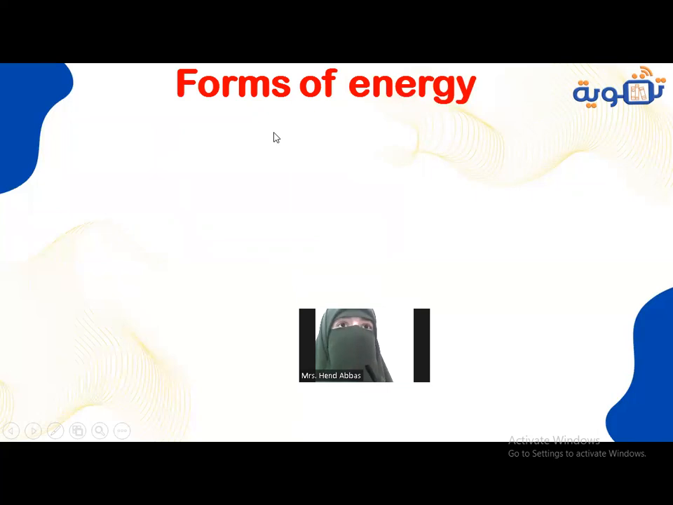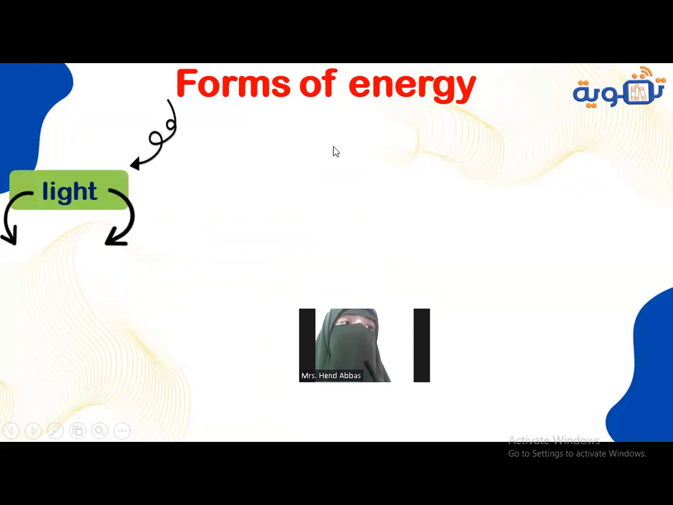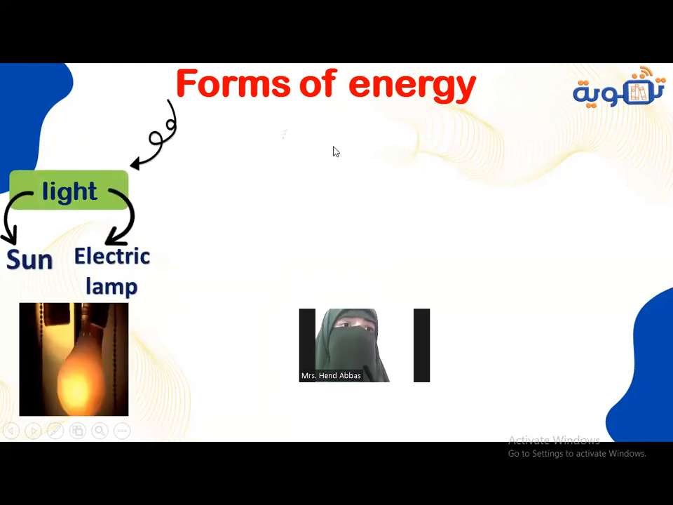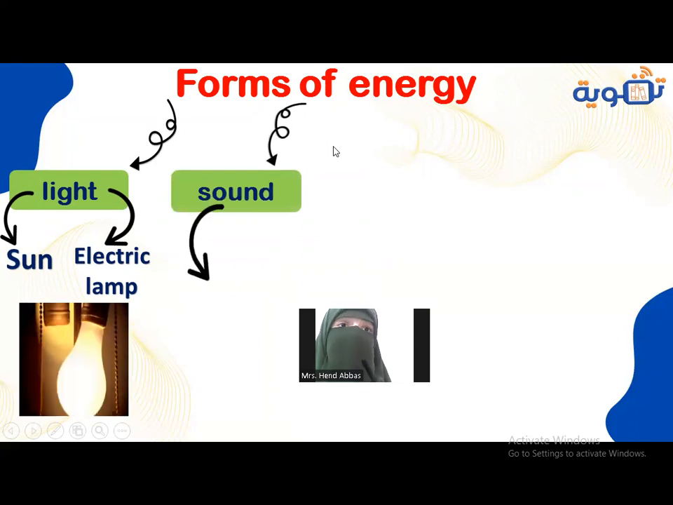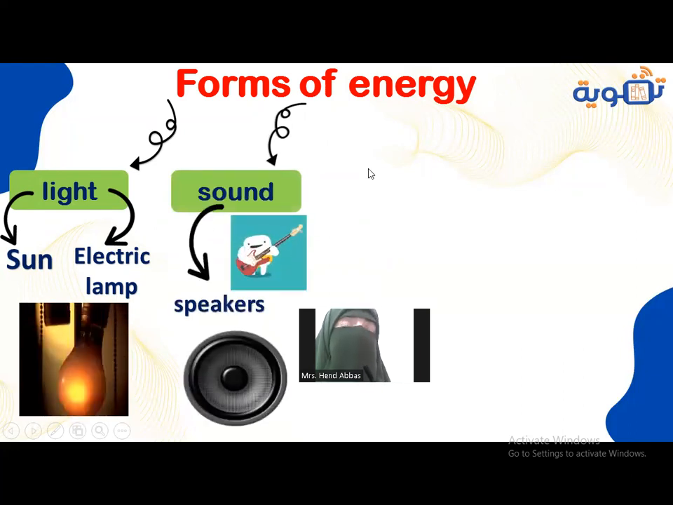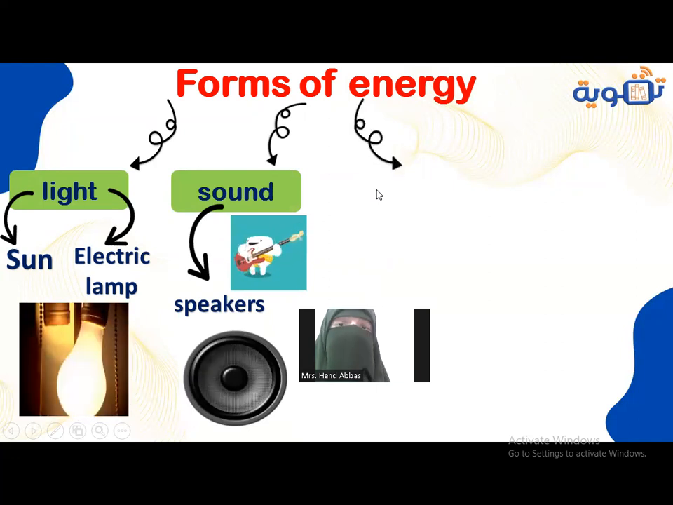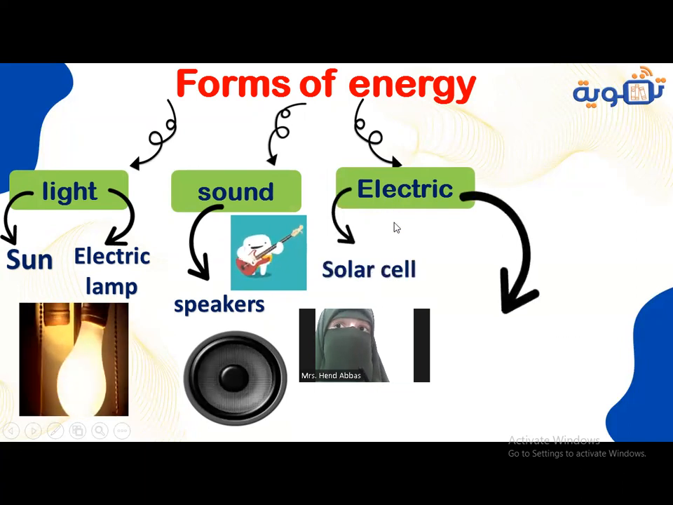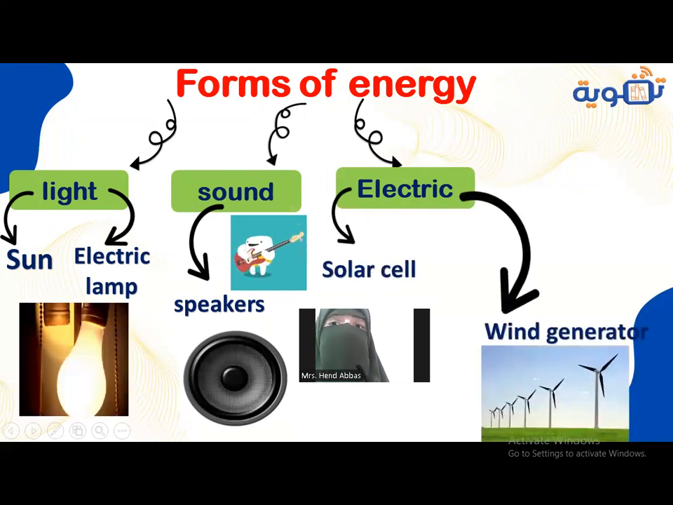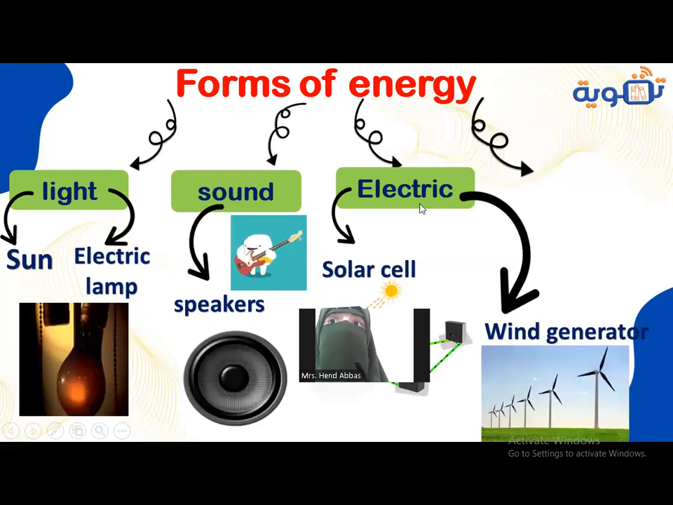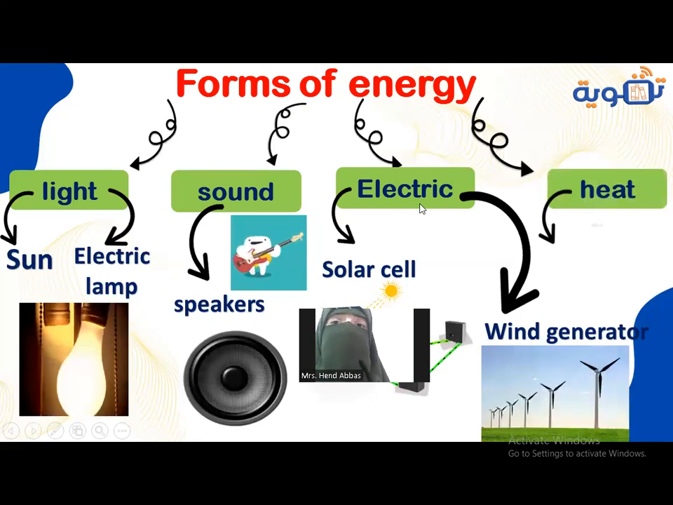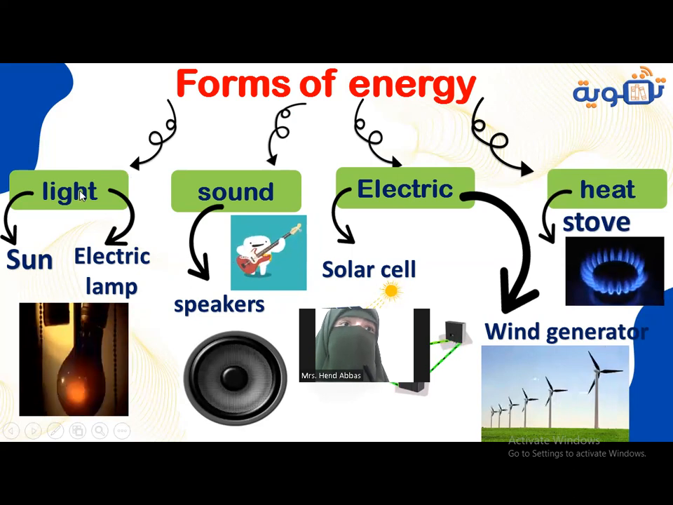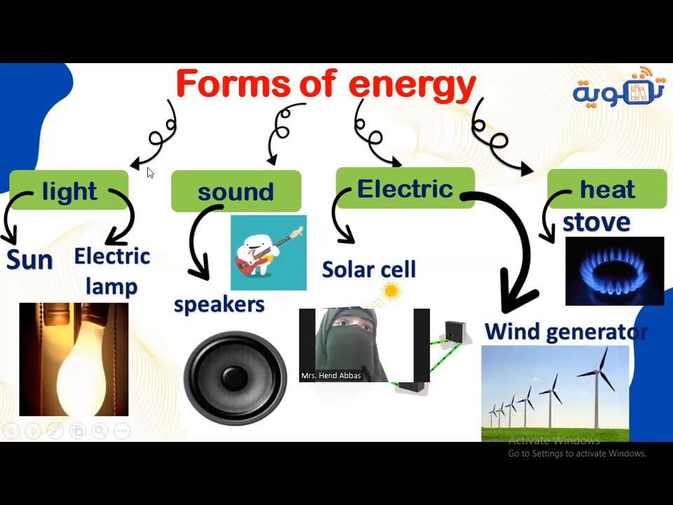What are the forms of energy? In the previous slide, we saw the resources. Now the forms of energy. Light, which we can get from the sun, from the electric lamp, or from the kerosene lamp. Sound energy, we get it from the speakers or from musical instruments. The third form, electric energy, we can get from solar cells and also from the wind generator. Then we have heat energy, which can be produced from the stove. Light, sound, electric, heat, all of these are forms.